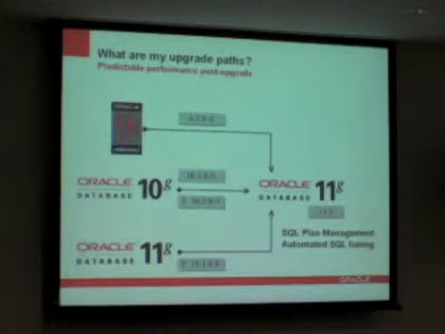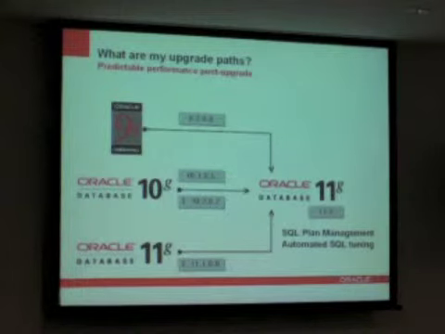With 11G, I can take any 9i, 10G, or 11G database, freeze the query plans instantly. So that when I go to 11G Release 2, I'm going to use all of the plans from the old release. That way I know the queries are going to run at least as well as they used to in the past. They're not going to run faster. They're not going to run slower. They're going to run exactly the same.